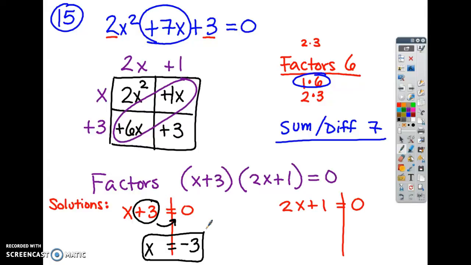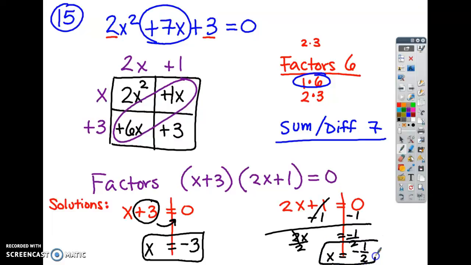The second one, what do we do? You subtract 1 from both sides. That gives you negative 1 equals, bring down the 2x. Divide both sides by 2. That gives you x equals -1/2. That's going to be your second solution. So this is all the work that I need for problem 15 and the rest of the problems. You need to factor and then you need to solve just like we did right now. But I also want you to check and make sure that your solutions are really -3 and -1/2.